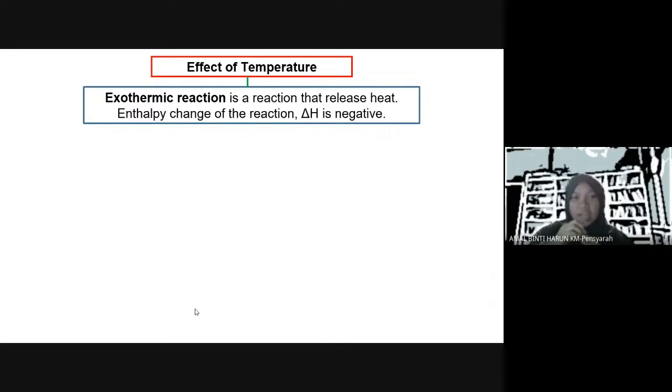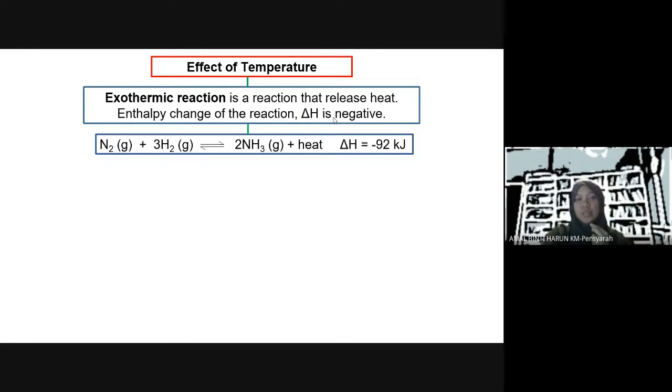Okay, next. Yang ketiga adalah effect of temperature. Exothermic reaction is the reaction that release heat. Enthalpy change delta H is negative. Sebab kalau release heat, produk akan kurang tenaga. So bila heat change adalah tenaga produk tolak tenaga reaktan, bila tenaga dibebaskan, sistem akan kekurangan tenaga. So tenaga produk ni sedikit, tenaga reaktan banyak. Nilai yang sedikit tolak banyak dapat negative value. Sebab tu heat release is negative. Negative sign, that means it is exothermic.